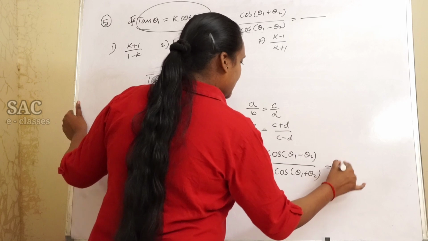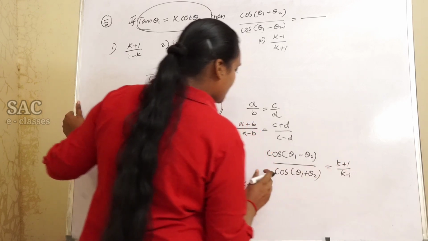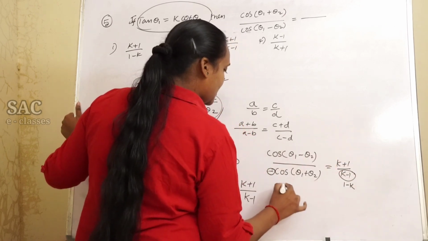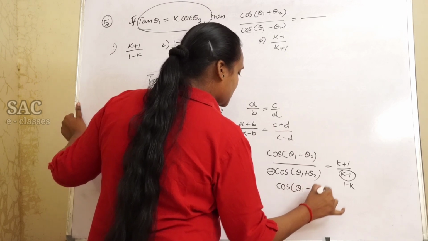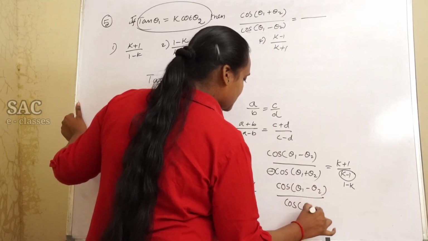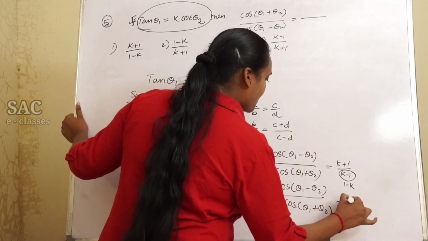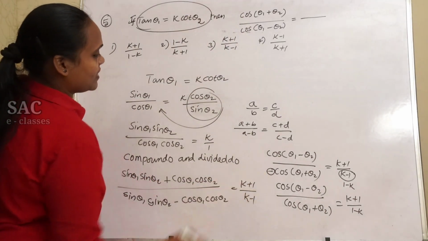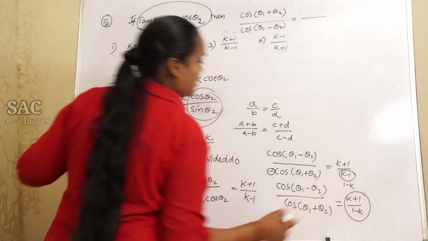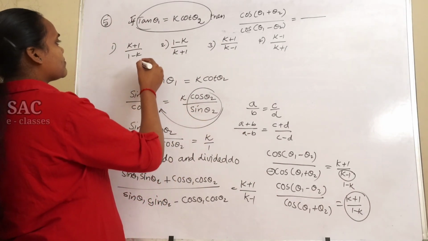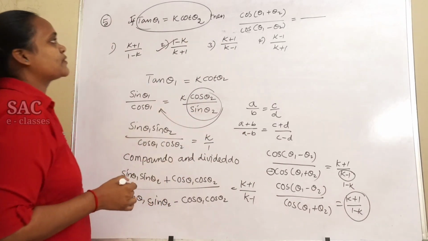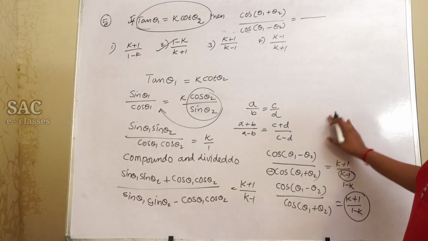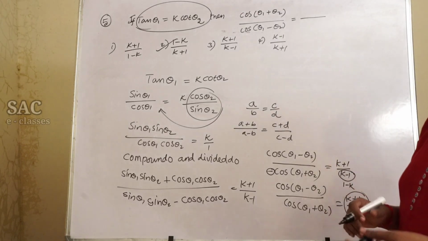So here it is k plus 1 by k minus 1, but because of this negative I am converting k minus 1 as 1 minus k. Then I got cos of theta 1 minus theta 2 by cos of theta 1 plus theta 2 is equal to k plus 1 by 1 minus k. But they asked for the reciprocal of this. What is the reciprocal of k plus 1 by 1 minus k? That is 1 minus k by k plus 1. Option 2 is correct. It was given in the MSET 2017. Very important problem. Let's move to the next one.